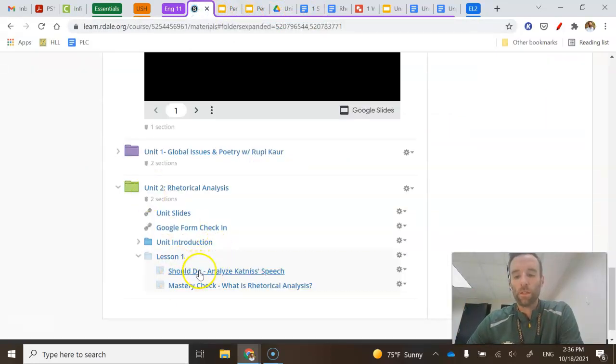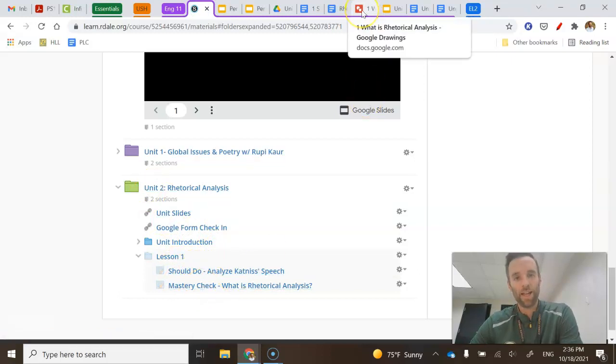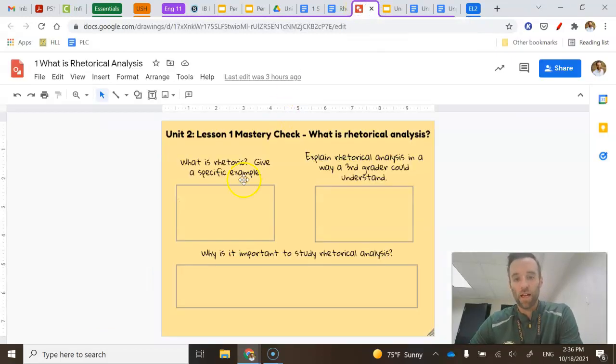And then once you've completed that, you can move on to the mastery check. The mastery check is on Schoology here, and it's 3 simple questions that you need to answer and submit. What is rhetoric? Give a specific example. Explain rhetorical analysis in a way a 3rd grader could understand. And why is it important to study rhetorical analysis? And yes, it is important, so you need to tell me a reason why.